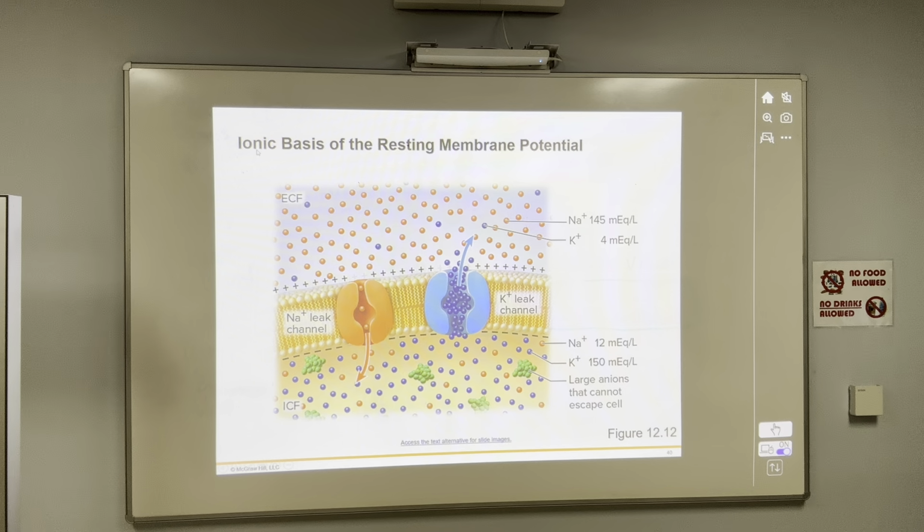Okay, the ionic basis of the resting membrane potential: you see that there are leak channels. These are known as the potassium channels. They allow for the leakage of sodium, and potassium channels allow for the leakage of potassium.